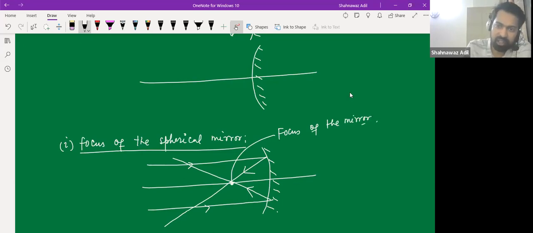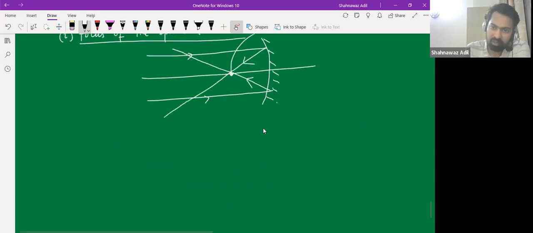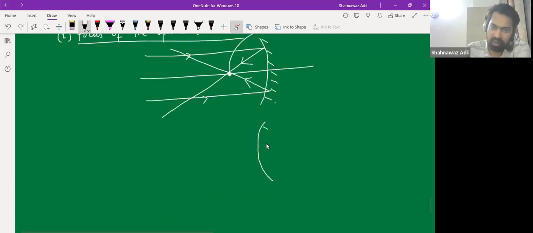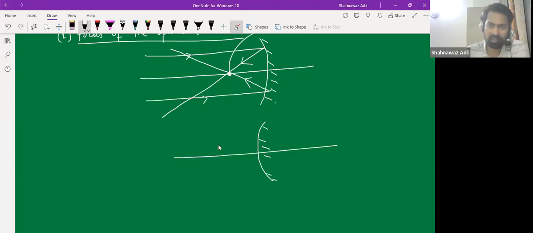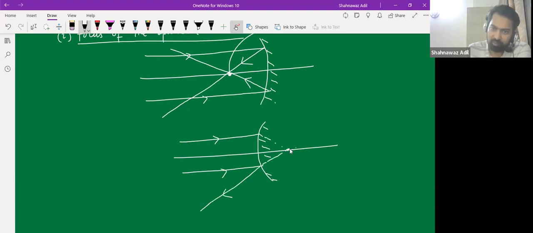And for the convex mirror, the lights are reflecting, so they will appear to be meeting, right? Let's say these are the lights. They will come in this way, and then they will reflect. So they will appear to meet at this point, right? So you guys can see what kind of image this would be.